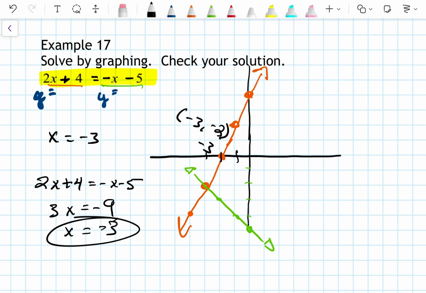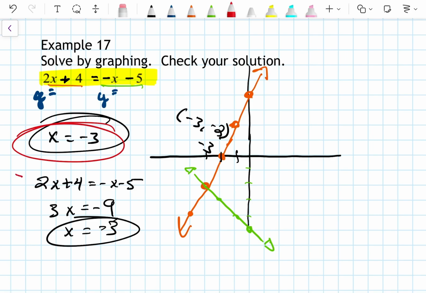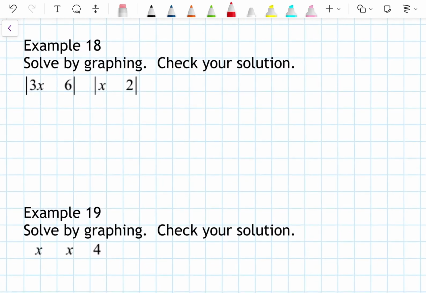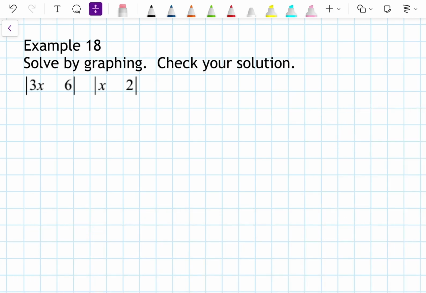My answer here is x equals negative 3. And I'll count this as checking my solution. Later on, I'm going to plug back in and make sure that it's correct. Let's look at example 18. Let me scooch this so that we have more space.